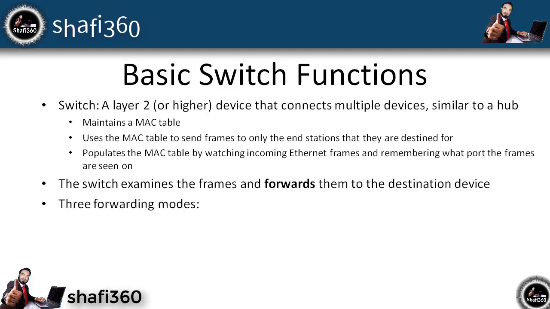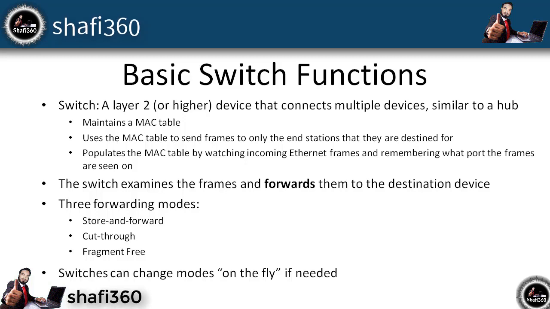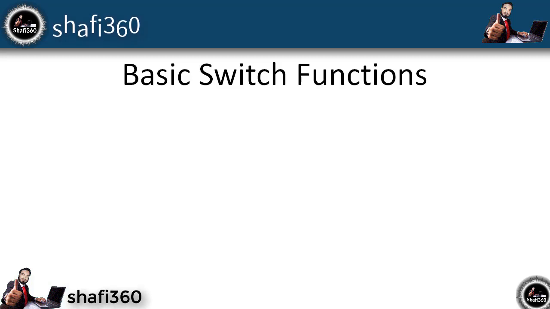Now, there are three basic forwarding modes in any kind of network switch. We have the store and forward, the cut-through, and the fragment-free forwarding modes. And we'll talk about the differences of those here on the next slide. Now, certain switches can change modes on the fly if needed. For example, let's say a switch starts out in store and forward mode, but after a little while it determines, well, I've not seen any errors come through on any of these ports. I'm just going to switch it to cut-through forwarding and speed up the network traffic that's going through the switch. So let's talk about these three forwarding modes.